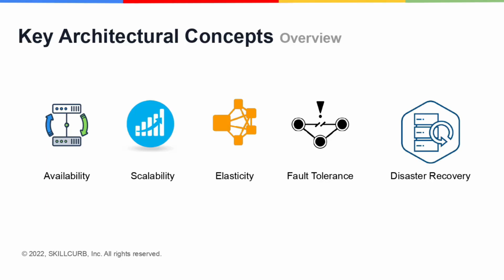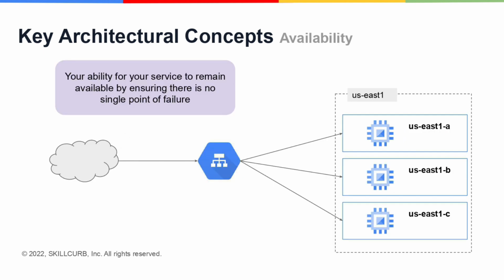Some key architectural concepts in the cloud are availability, scalability, elasticity, fault tolerance, and disaster recovery. Availability is the ability of your service to remain available by ensuring that there is no single point of failure. A load balancer allows you to evenly distribute traffic to multiple servers in one or more data centers. If a data center or server becomes unavailable or unhealthy, the load balancer will route the traffic to only available data centers with servers. Running your workload across multiple zones ensures that if one or two zones become unavailable, your service or applications remain available.